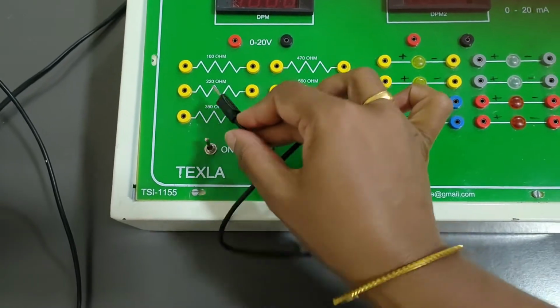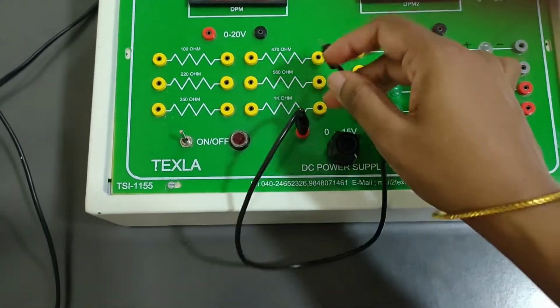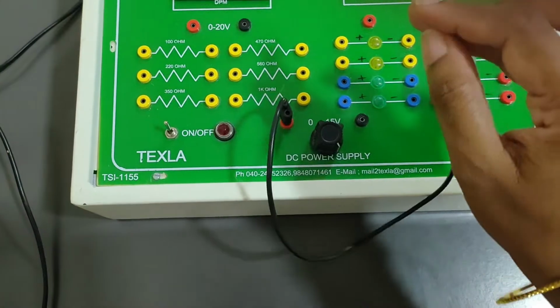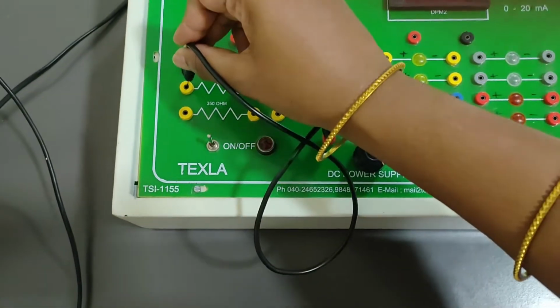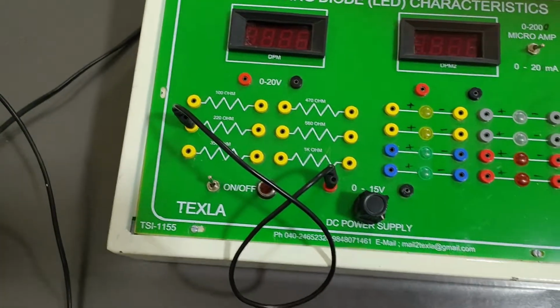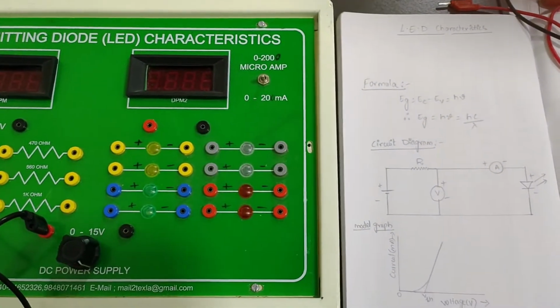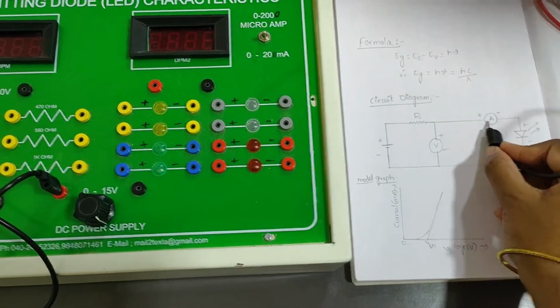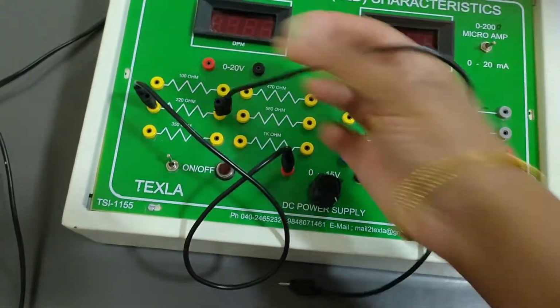We do have different resistors here. It is 100 ohms, 220 ohms, 350 ohms, 470, 560, and 1K also. We will choose only one particular resistor. Let me take one resistor as 220 ohms. Then the other end of the resistor goes to the positive of the milliammeter.